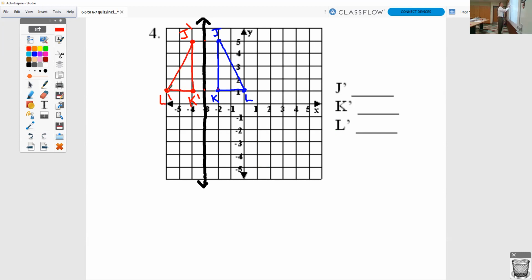Connect your dots. Again, you have that flipped opposite mirror image. We could fold our paper right along that line and it would match up perfectly. When we go to do our coordinates, we want to start right in the middle.